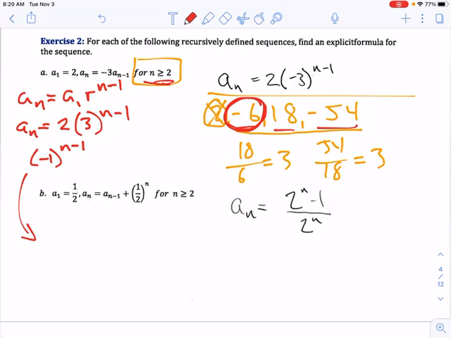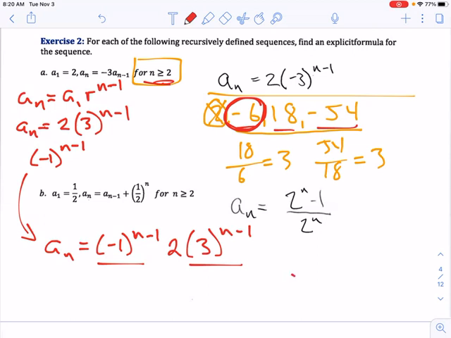So we have a sub n is equal to negative 1 to the n minus 1 times 2 times 3 to the n minus 1 power. But we can combine this term and this term. Just like if I have x squared times y squared, I can write that as xy multiplied together to the second power. I can take these two terms and write them as 1.